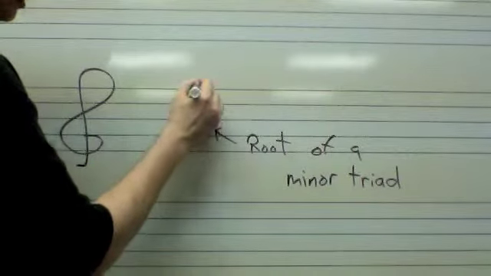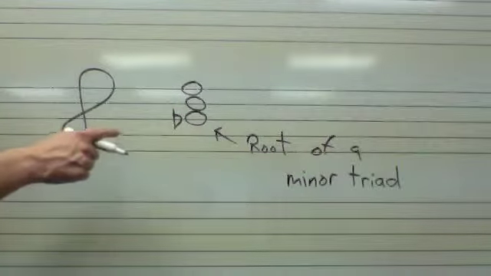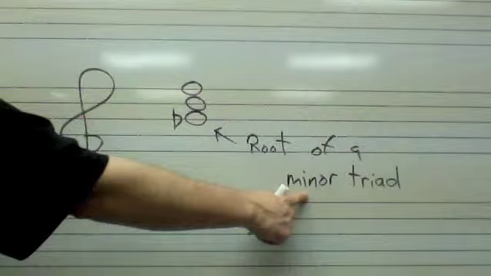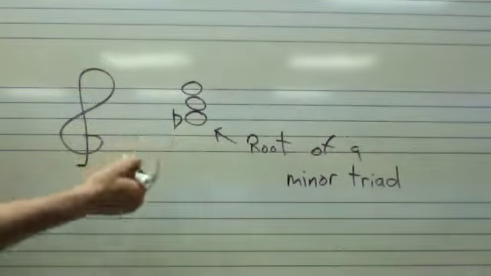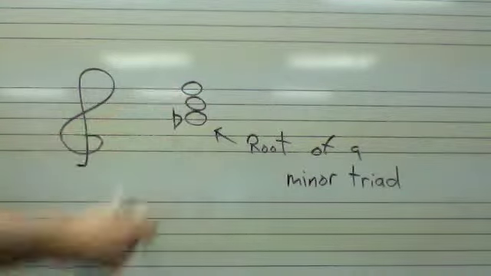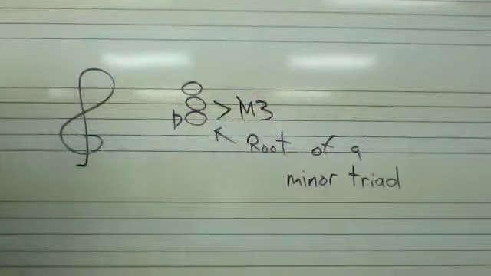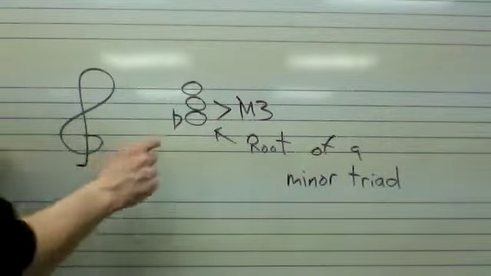All triads in closed position look like this. Stoplight, snowman, however you want to refer to it, that's what they all look like. Now in a minor triad, we need to have the interval of a minor third from the root to the third. From B flat to D is a major third. So that's not going to work. This is not a minor third, so we have to change something.